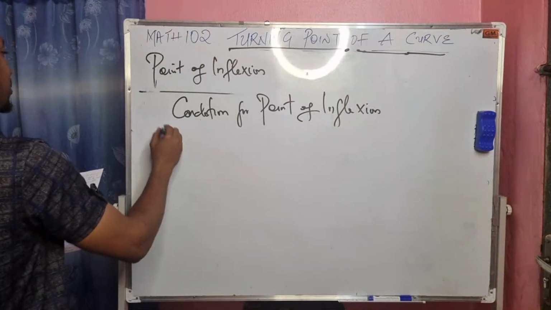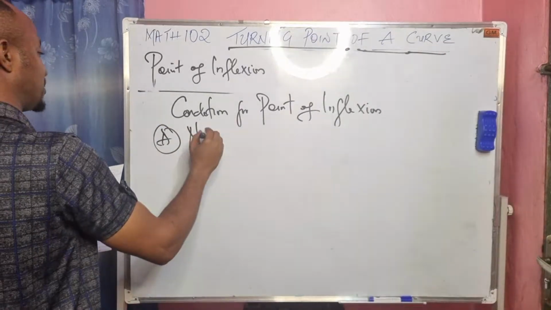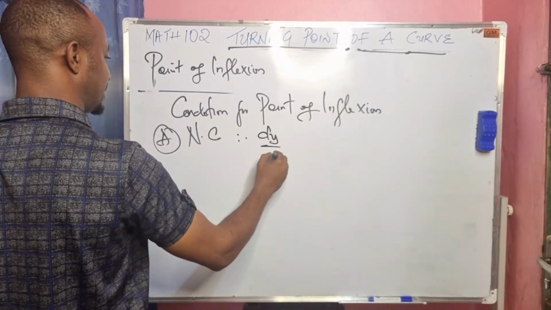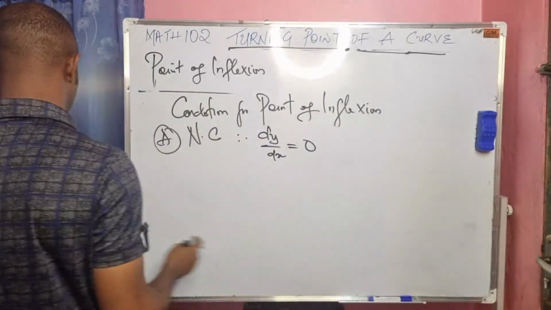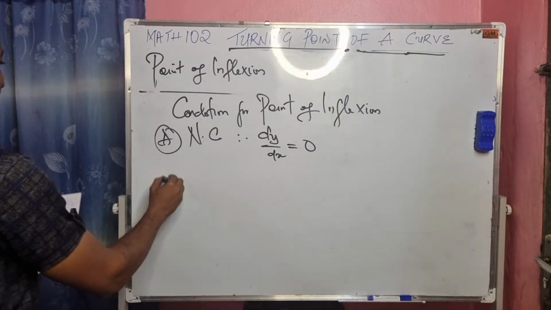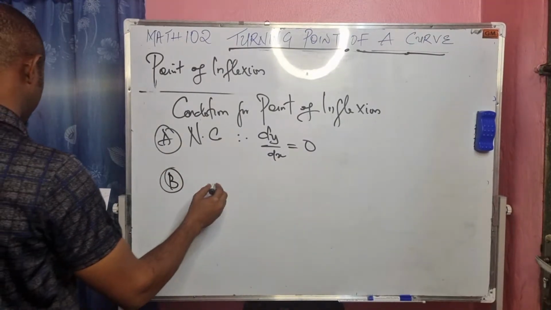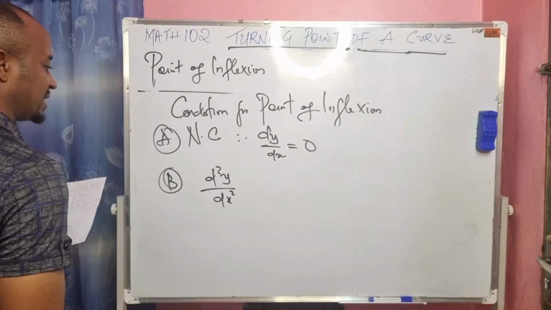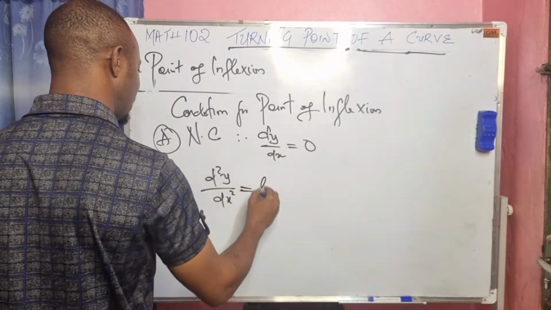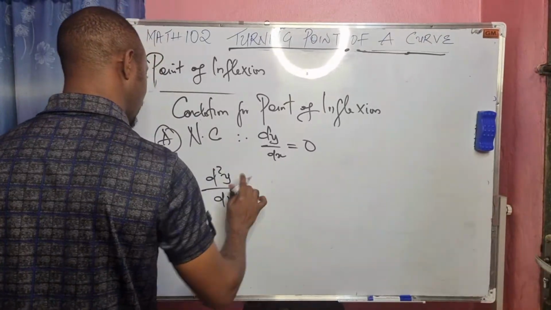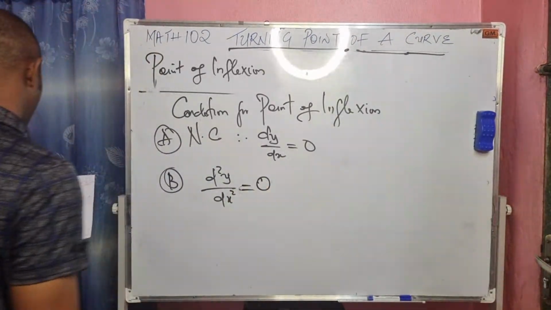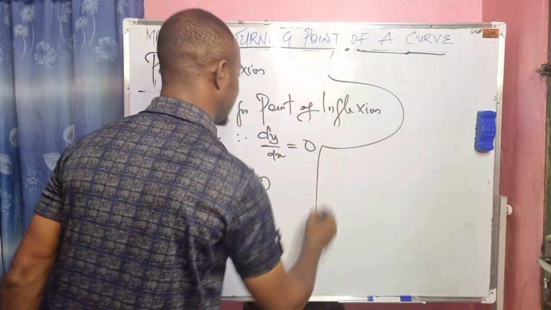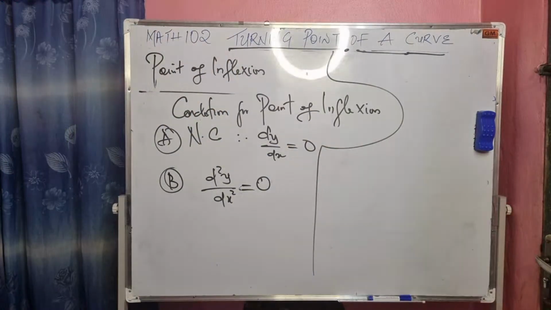The first condition we mentioned is called the necessary condition, which says that dy/dx must be equal to 0. The second condition says that d2y/dx squared must be equal to 0. Then we have what we call the steps used in finding a point of inflection.